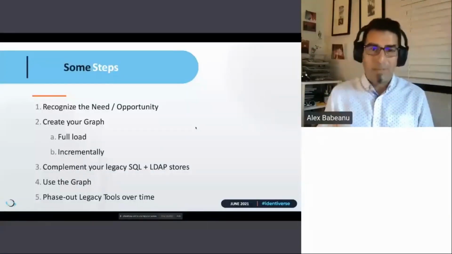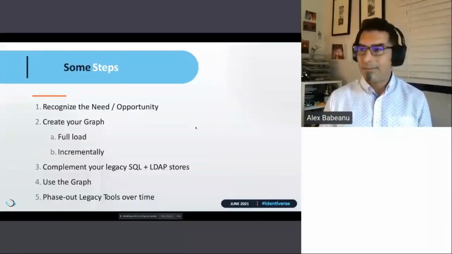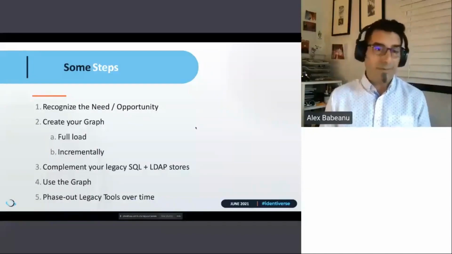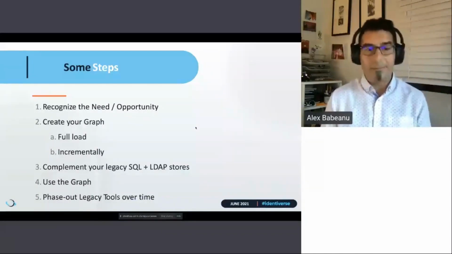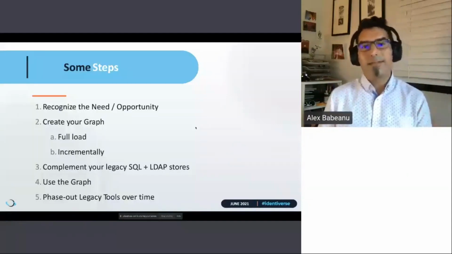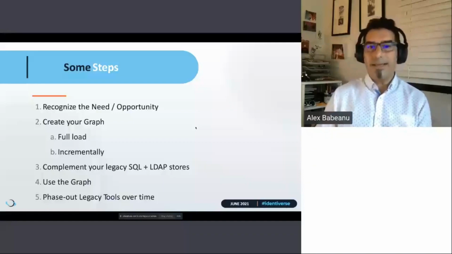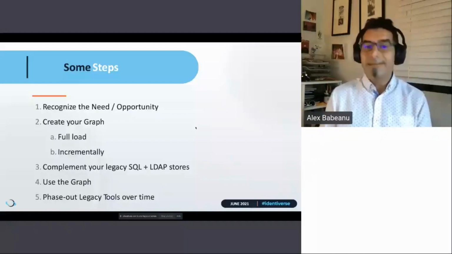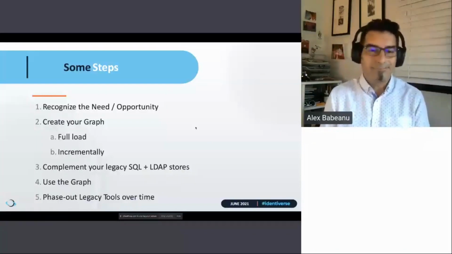Well, first of all, you need to recognize the need or the opportunity. Then you need to create a graph and load it and add data to it, of course. But the most important thing here, the 3rd point, is that you can complement your legacy systems for the time being. I mean, you can add to your existing systems to add capabilities. And while you use the graph, you can slowly phase out your legacy systems until you're very happy with the graph. There you go. That's how you would get started.